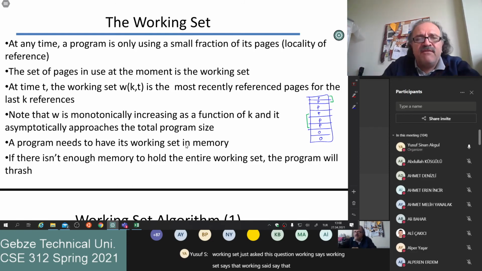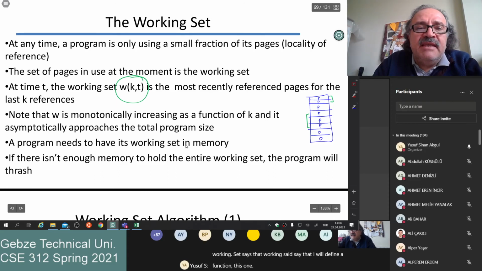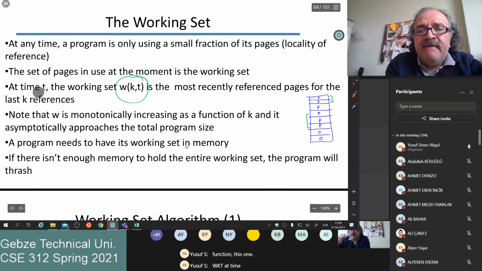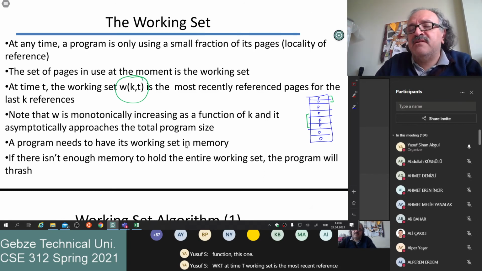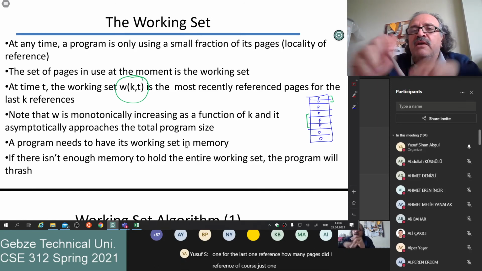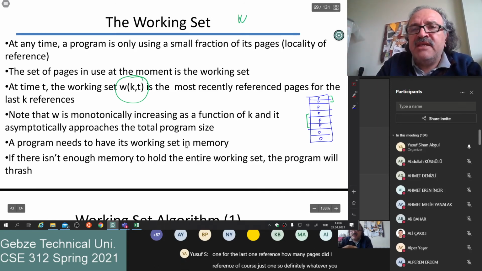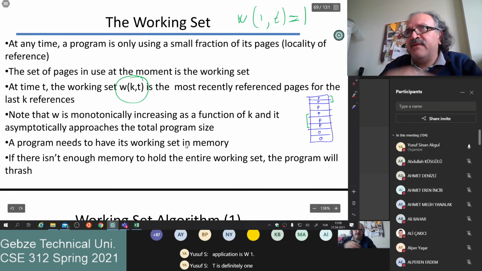Working set says that I will define a function, W(k,t). At time t, the working set is the most recent referenced pages for the last k references. For the last one reference, how many pages did I reference? Of course, just 1. So definitely, whatever your application is, W(1,t) is definitely 1.